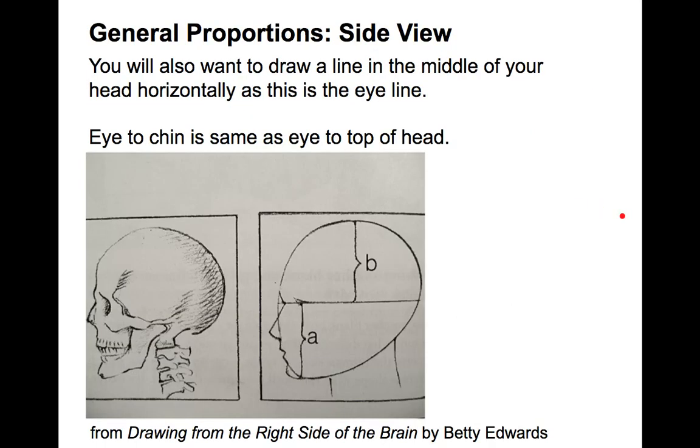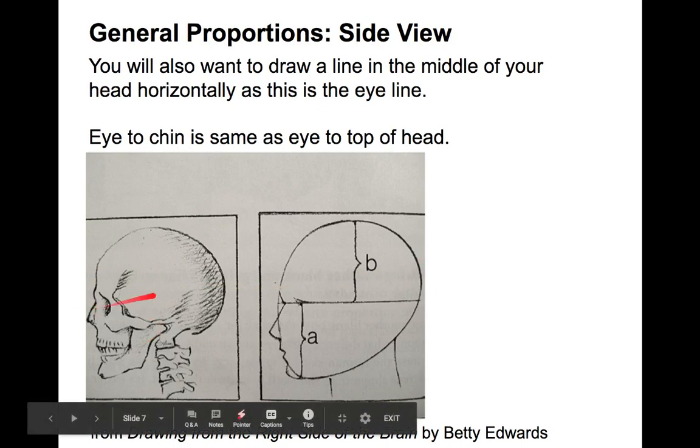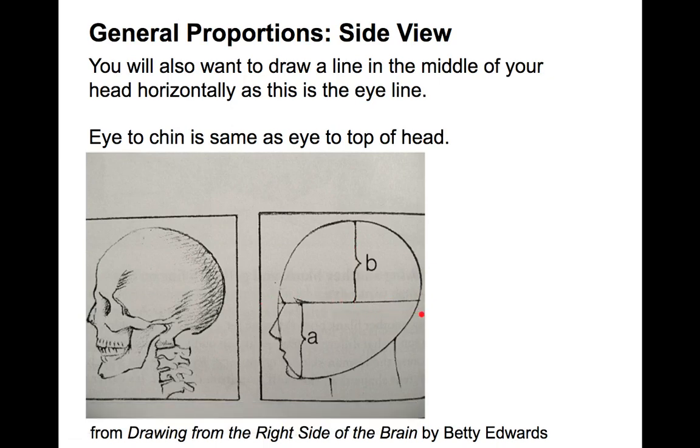So this shows you the side view, and it gives you a demonstration of, here's the human skull, and this shows you, yes, your eyes are really halfway up your head. A is equal to B.